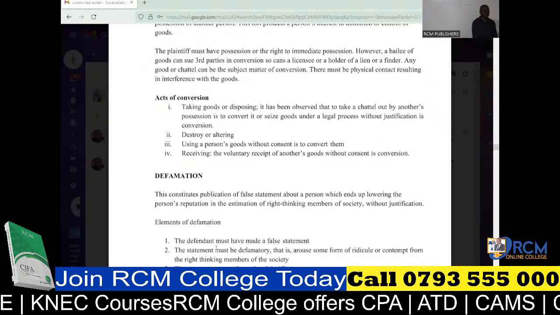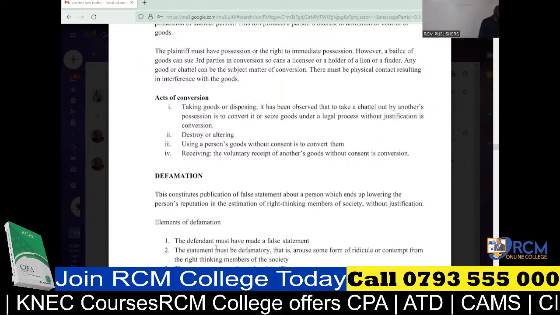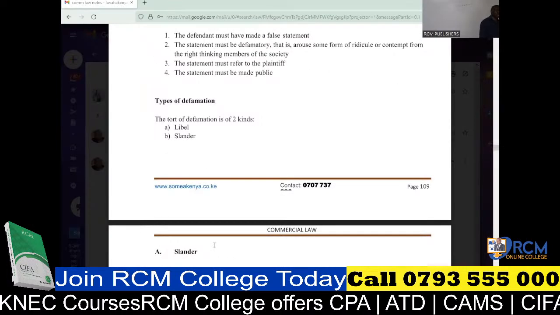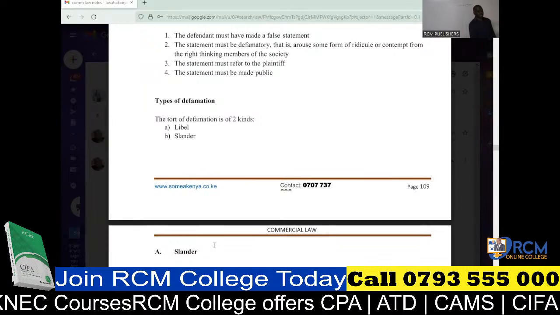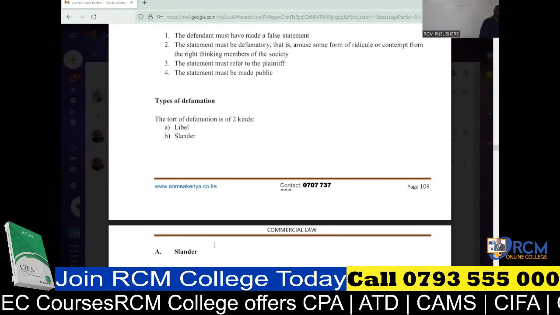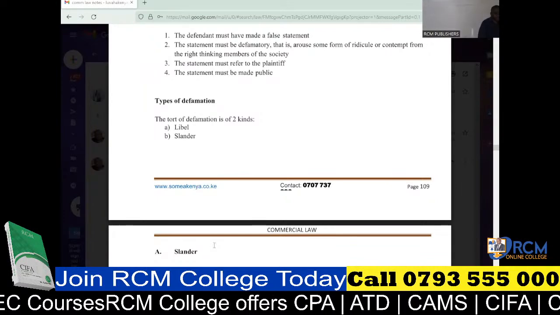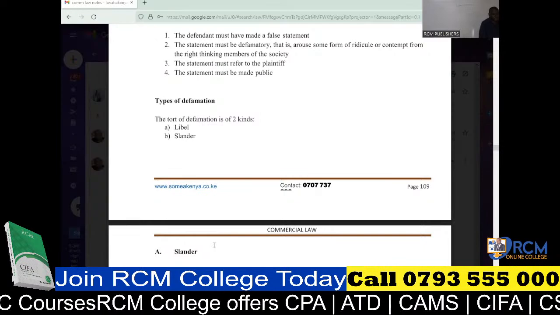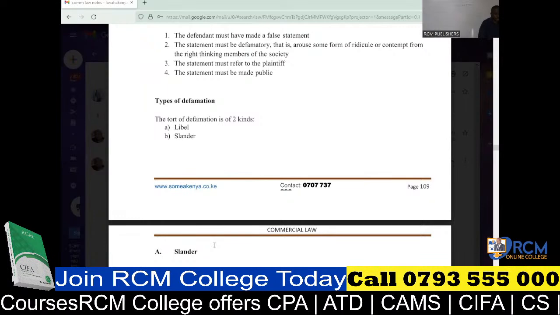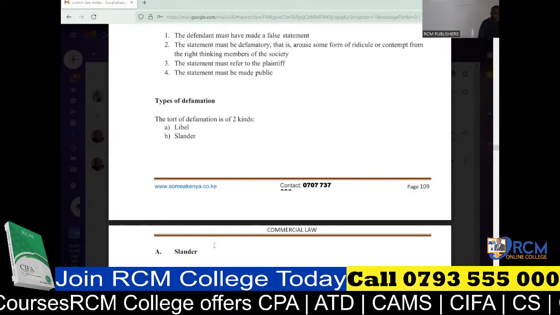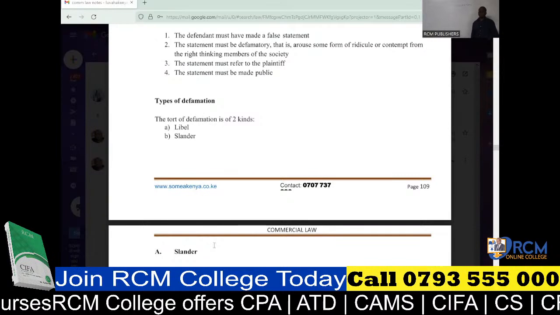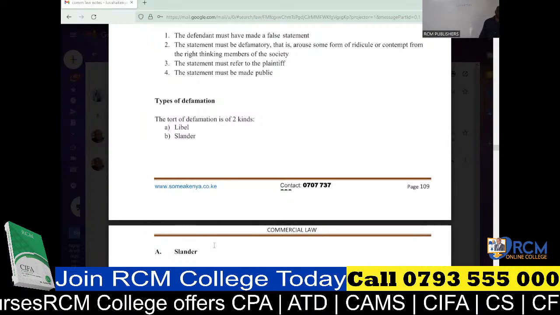Defamation can be of two types: libel and slander. Libel is defamation in a permanent form, while slander is defamation simply by word of mouth, not in a permanent form. Libel is, for example, a publication in a newspaper. It becomes very permanent, so there's nothing you can do about it. But slander is just by word of mouth. You can tell people, and after a number of days or a few weeks, they have forgotten.